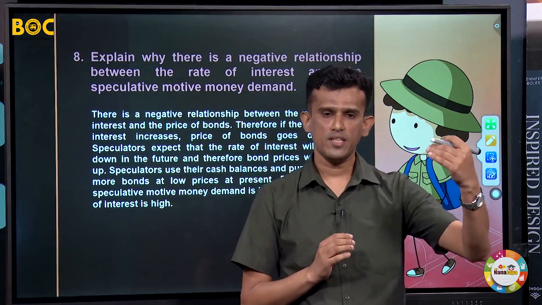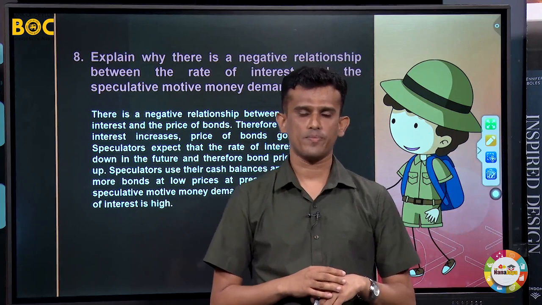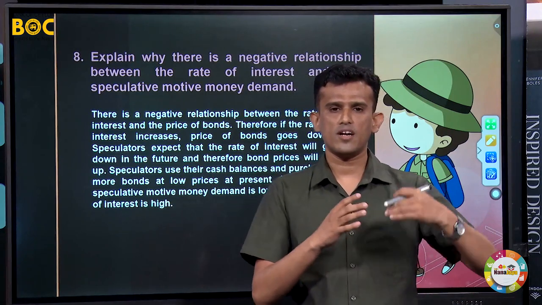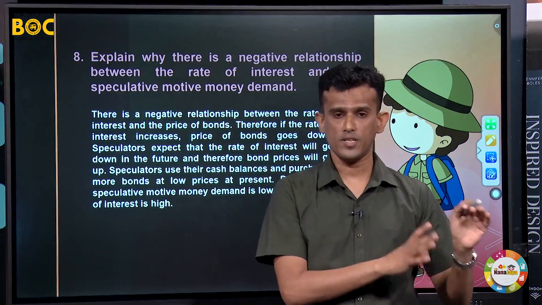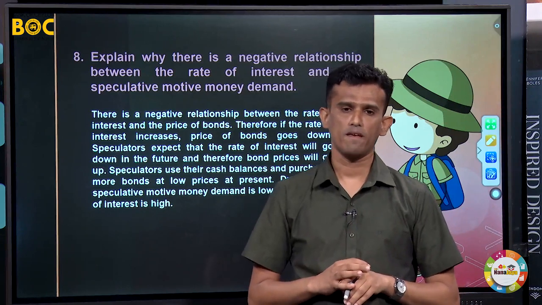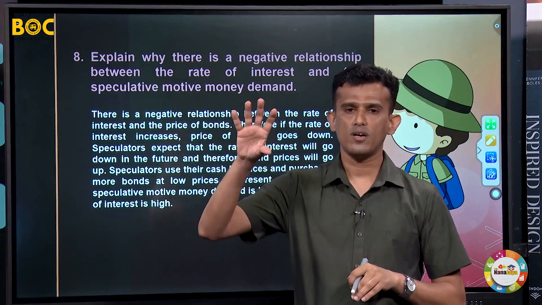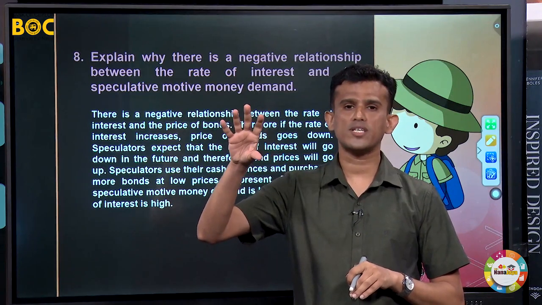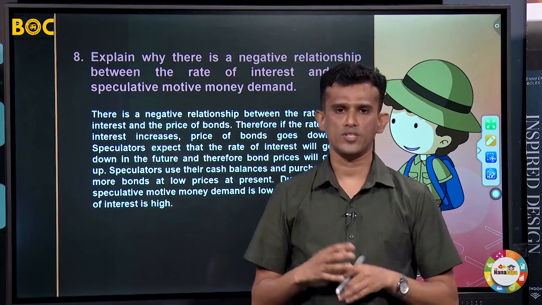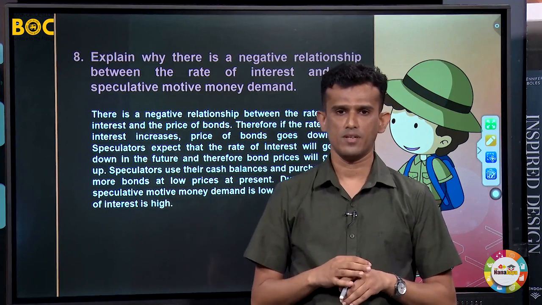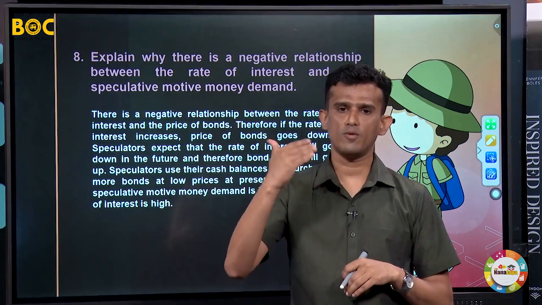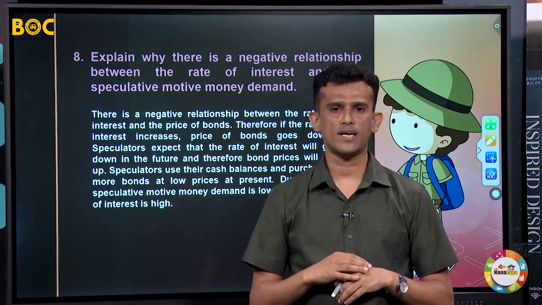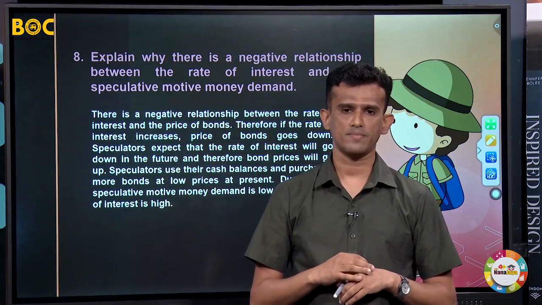The other way around, when the rate of interest is low, the investors are not getting a good return through interest-bearing investments because the rate of interest of the economy is low. So they are moving to more risk-associated investments like bonds, the shares of companies and so on. So when the rate of interest of the economy is low, the demand for bonds will be high and therefore bond prices will be high.